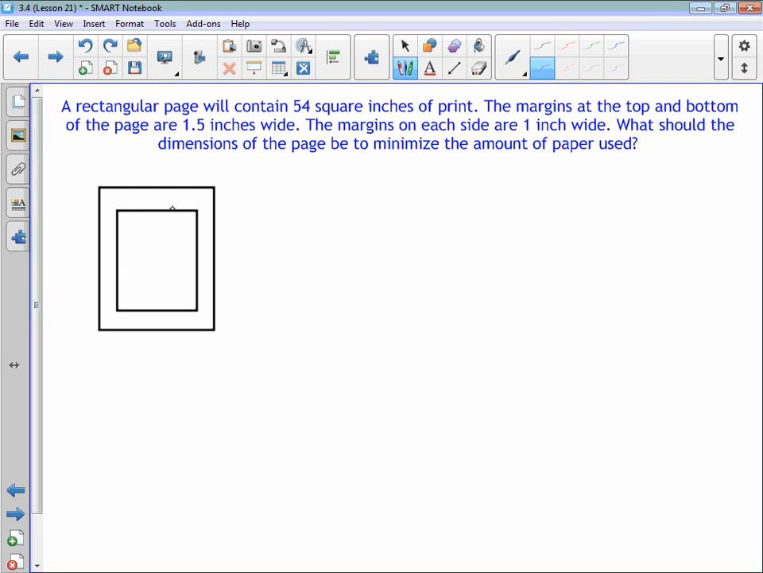So I'm going to make this my x and my y. So what can I do with this 54 to write a secondary equation? x times y is equal to 54. Is everyone okay with that, or any questions on that?